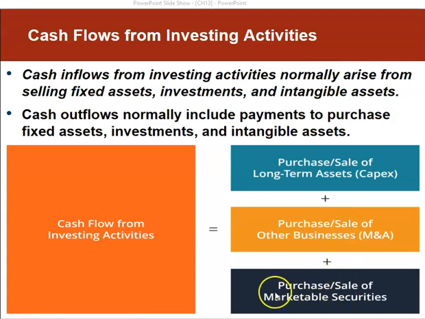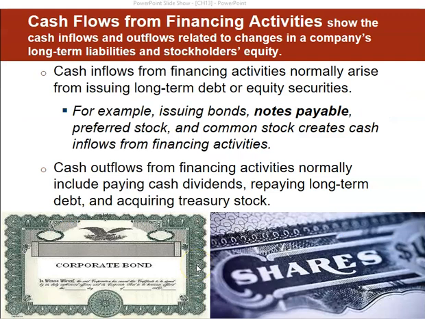And then finally, we talked about this before. Sometimes companies have excess cash. They will invest that excess cash in some type of marketable security. When we initially make that investment, the purchase is an outflow from investing activities. When we ultimately make the sale of those securities, when we need that excess cash for our operations, that sale would be an inflow from investing activities.